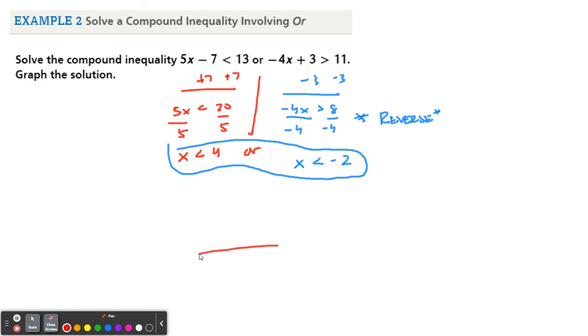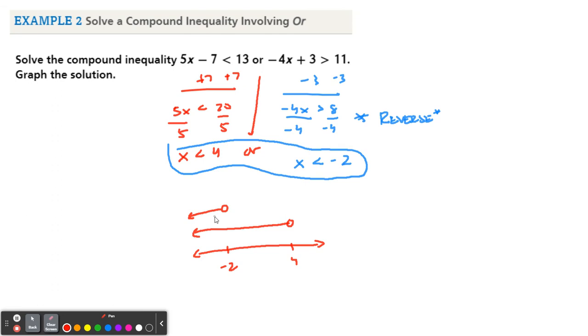So let's draw a number line. Okay, let's do them like this. So we're going to put the -2 here and the 4 there. So x is less than 4. Open circle going to the left, less than. X is less than -2. Open circle going to the left.